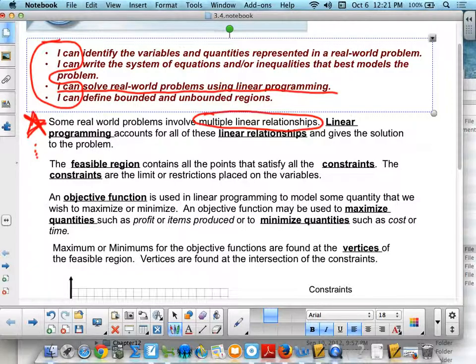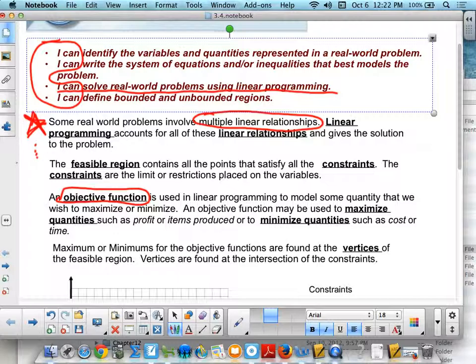Okay, the feasible region contains all the points that satisfy the constraints. The constraints are the limits or restrictions placed on variables. Like if I was selling t-shirts, I might say, I need to sell up to 500 t-shirts. That's the most I can sell. So that's called a restriction on your problem, and you have to graph that. Okay? All right, an objective function. This will be given to you today, but tomorrow you have to come up with this on your own.